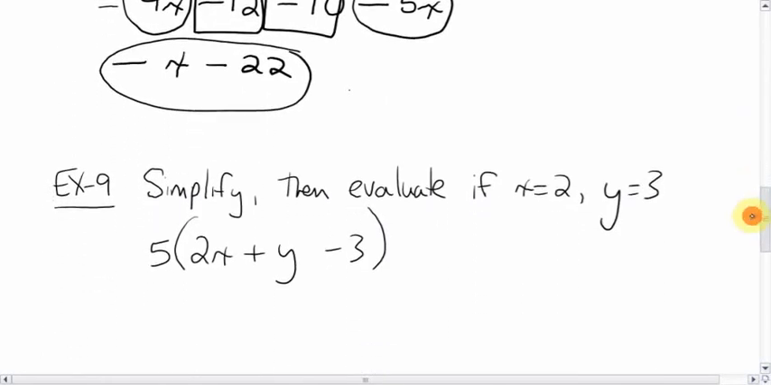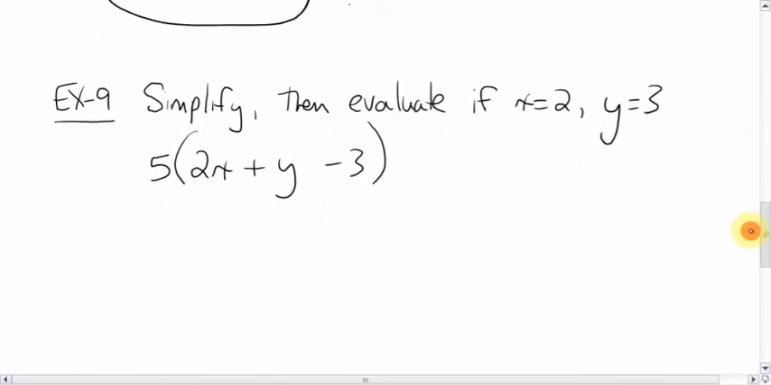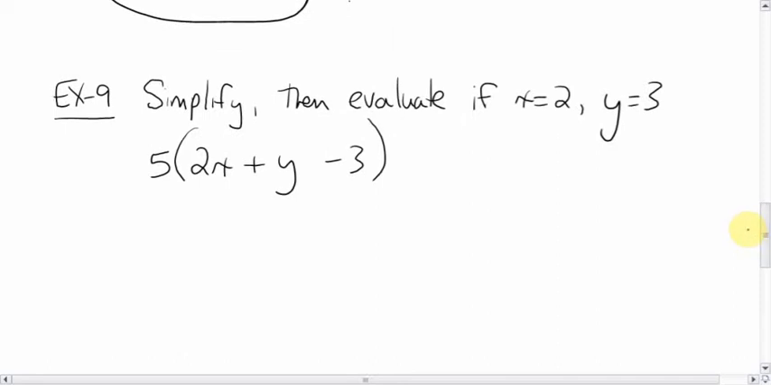How about this one? This one's beautiful. This combines pretty much the last 3 lessons all in one. It says simplify, then evaluate if x is 2 and y is equal to 3. So what you're going to do here is do the same old stuff you've been doing before. You're going to take this 5 and it's going to fish the 2x. 5 times 2x is 10x.